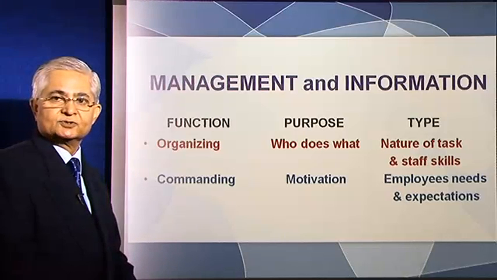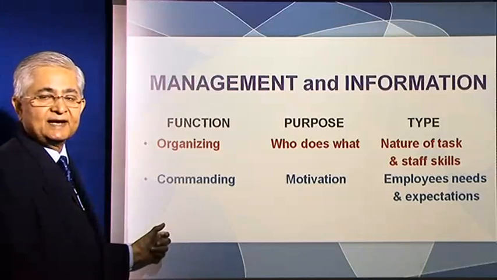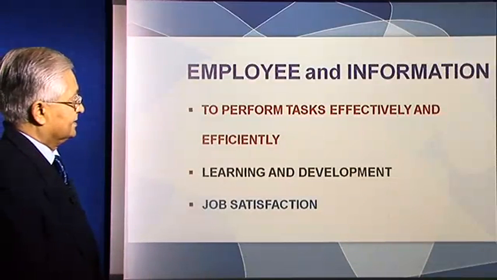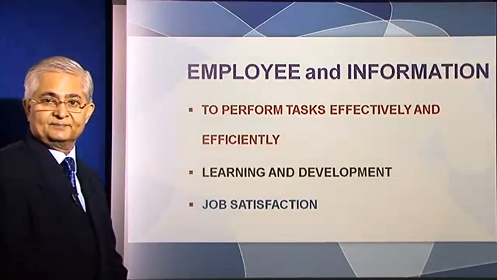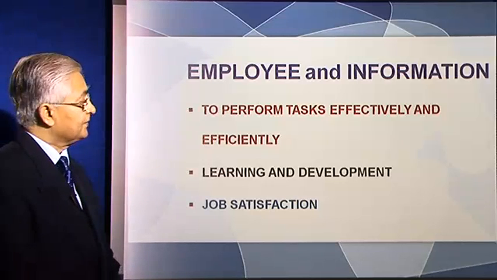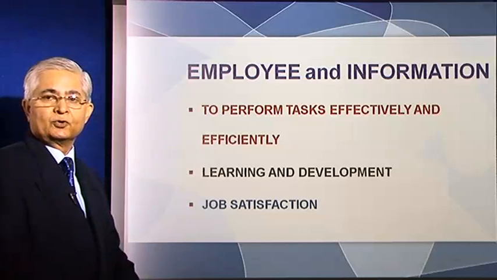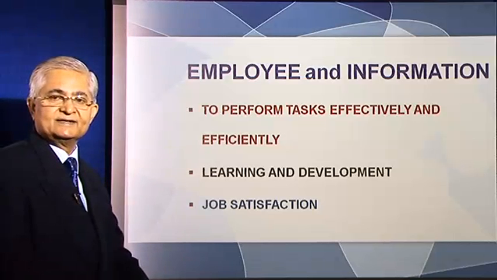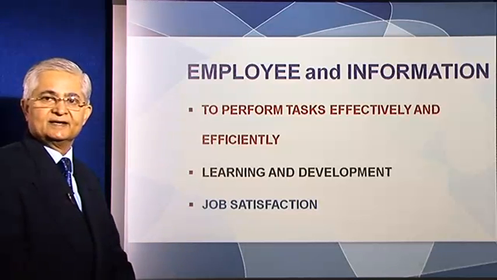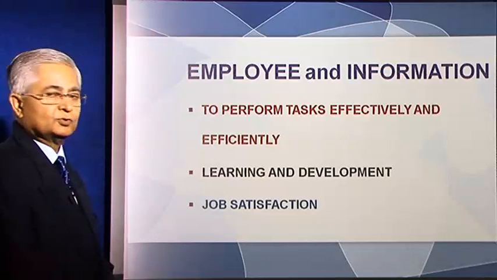So what we have seen so far is the kind of information that management requires to perform its tasks in the company. Let's now look at the kind of information that employees need to perform their tasks, right? Okay, now the first thing is, employees need to perform their tasks effectively and efficiently. Now, you will recall in one of the earlier sessions, we had drawn a distinction between effectiveness and efficiency, right? Effectiveness plus economy together constitute efficiency.